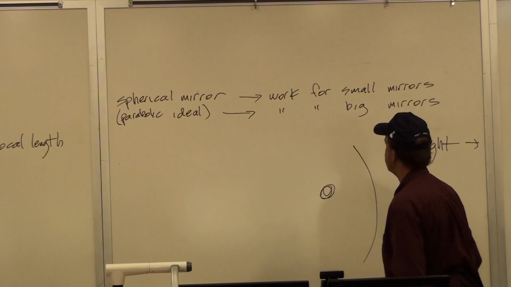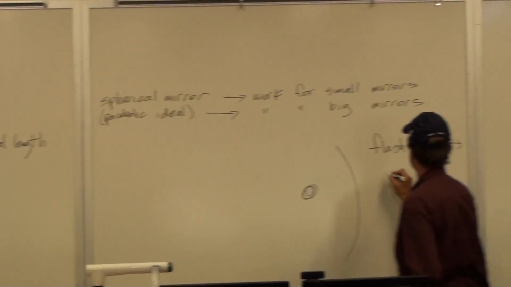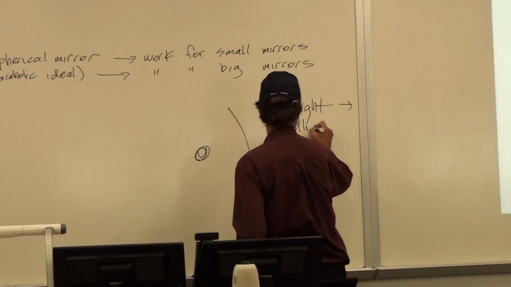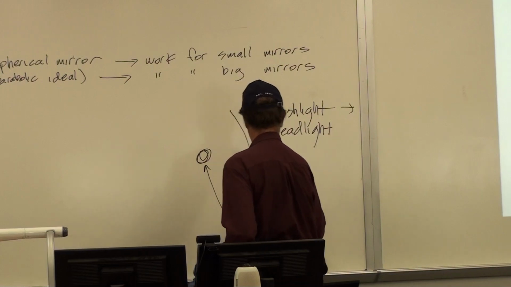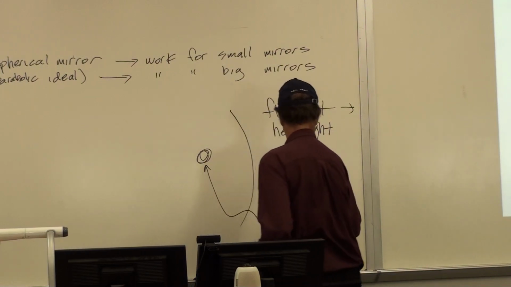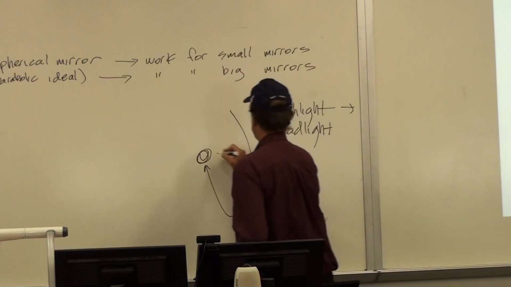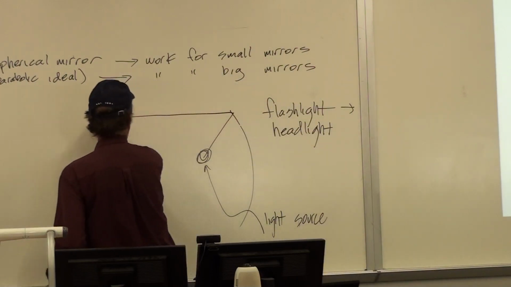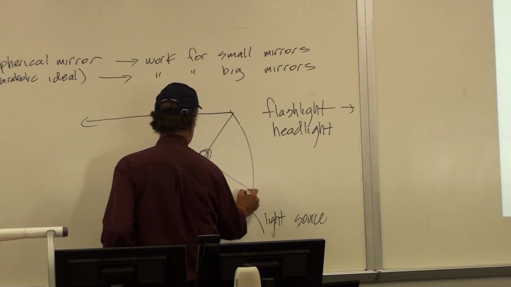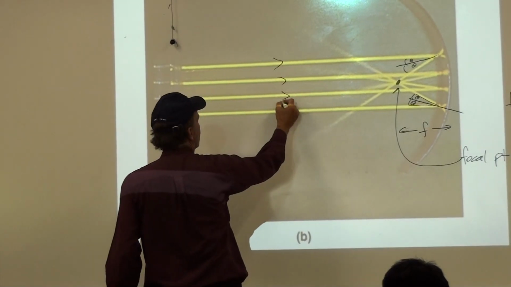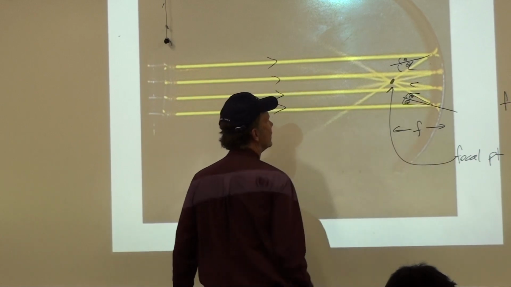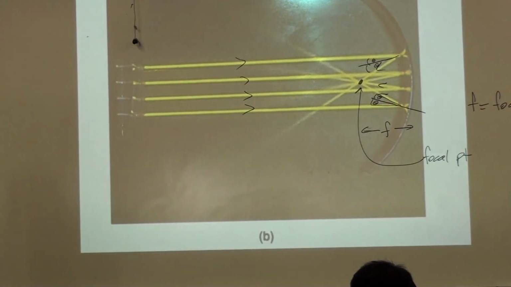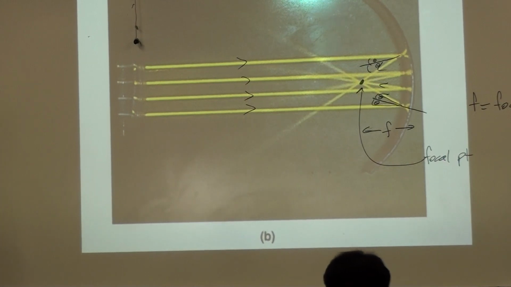Same is true with a headlight, but you just have a bigger mirror. And so here would be the light source. Here the light would come out, and it would come out along parallel beams. Because if it comes in along parallel beams to a point of focus, then most things in nature are going to work in reverse. If it starts out from the point of focus, it'll end up as parallel beams.